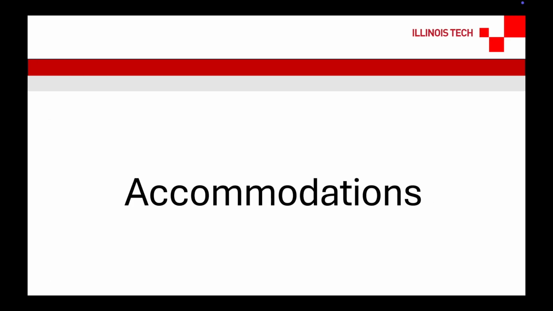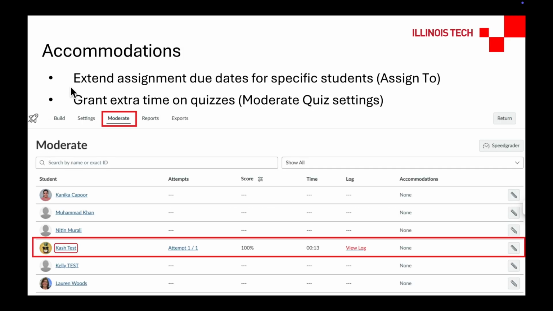In terms of accommodations, Canvas provides two main options. The first is within an assignment, where you can use the Assign To section to extend the assignment due date for a specific student. The second is to grant extra time on Canvas quizzes. This can be done from within the quiz by selecting the Moderate tab.